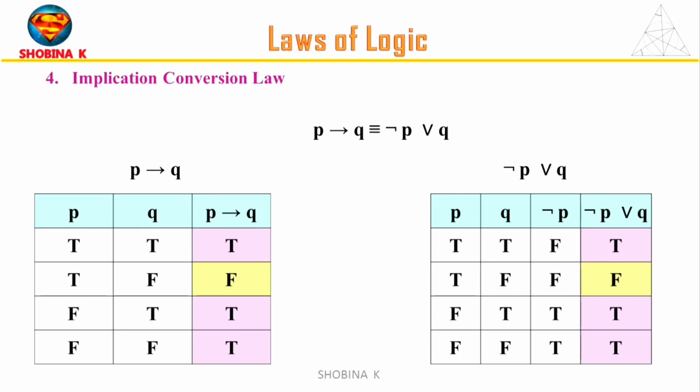And not P represents the negation of the antecedent P, meaning not P. Not P or Q is a disjunction that combines the negation of the antecedent, not P, and the consequent Q, meaning either not P or Q. The implication conversion law tells us these two expressions are logically equivalent. In other words, the conditional statement P implies Q is equivalent to the disjunction not P or Q.